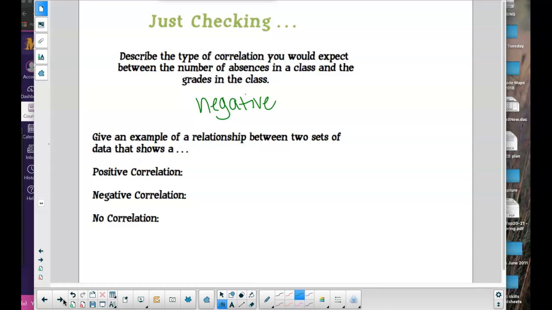Okay, anything that has no correlation. The temperature outside and your grade in math class. Is there a correlation between the temperature and your grade? No. Maybe you're doing school outside and you do better. But in general, no. Golf shoe size and your golf score. No correlation there. Okay?